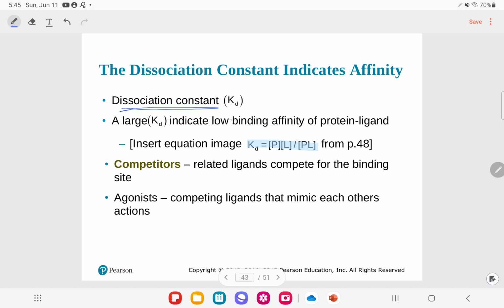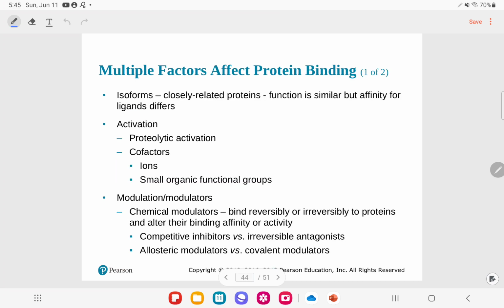indicates low binding affinity, right? So this ligand can easily just unbind from this protein. And that's because, as we understand that this dissociation constant indicates affinity, we have competitors, and these competitors are related ligands that will compete for the binding site, right? And we have agonists, and these are competing ligands that mimic each other's action, right? So there are multiple factors that will affect protein binding, such as isoforms. So we have isoforms, and these are closely related proteins, and their function is going to be similar, but their affinity for ligands is going to be different, right?